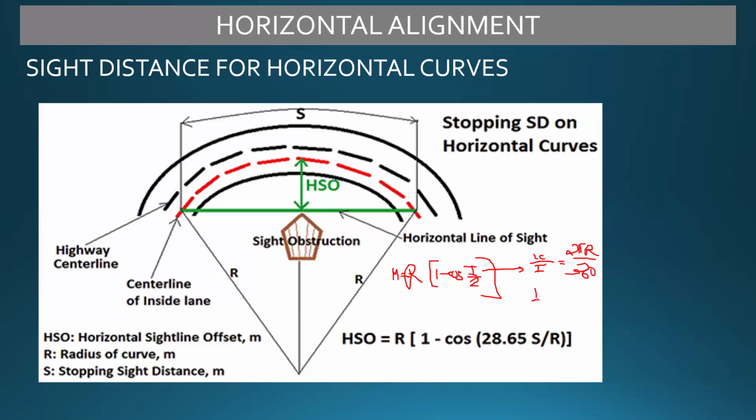So solving for I, that is equal to 360 times the length of curve over 2 pi R. So substitute this I here and you obtain 28.65 LC over R, in which for the horizontal sight line offset, the symbol we denote for the length of curve is S, or the stopping sight distance. Okay? So that is the formula that we will use.